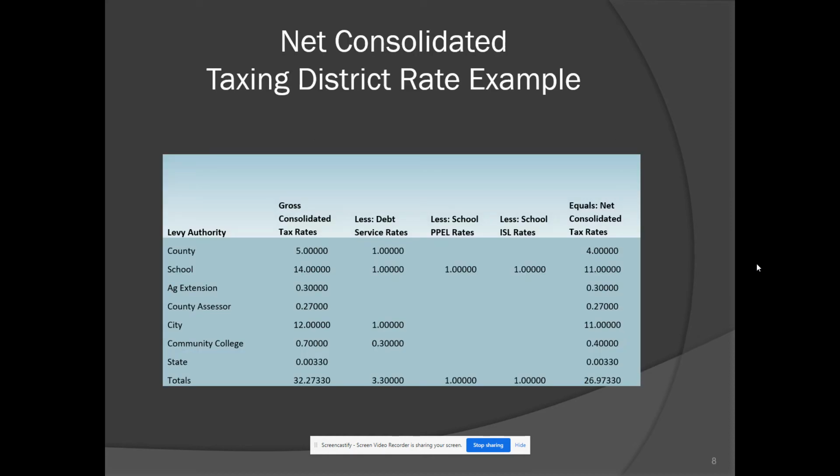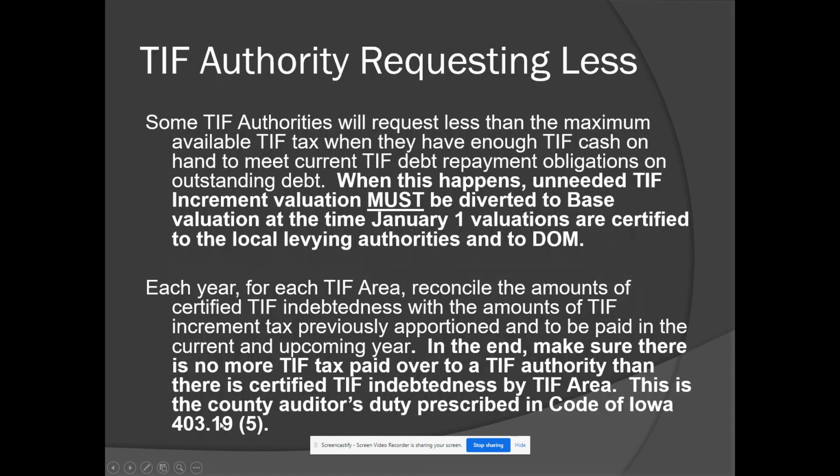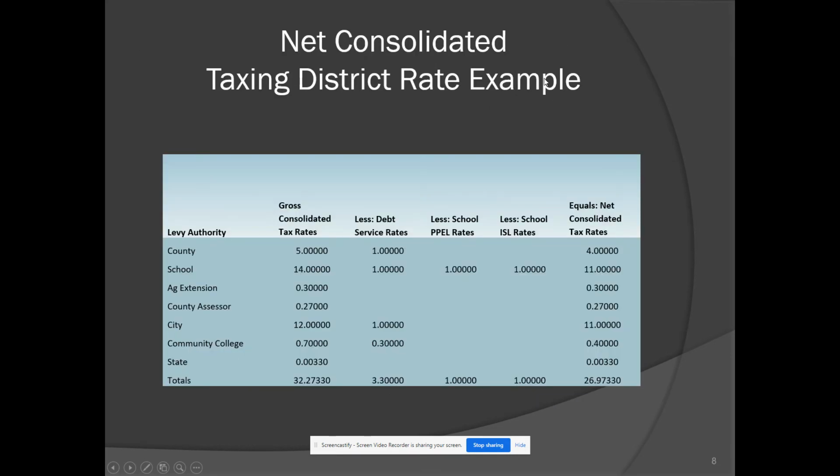So let's look at an example with numbers. In this case, we have our different levy authorities listed here. We have their gross consolidated tax rate. We have them individually listed out. So say in this case, the county's levying $5, a school 14, ag extension, etc. And that gives us a total consolidated rate in this particular tax district of $32.73. So that's the total rate altogether. That's everyone's total rate added together.